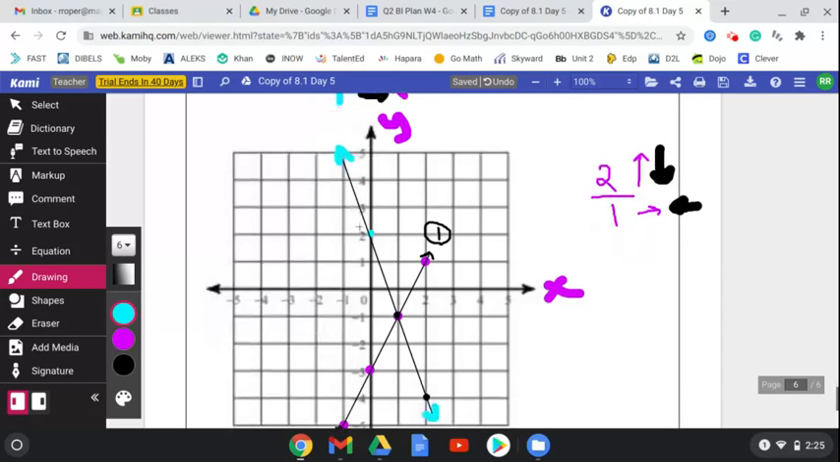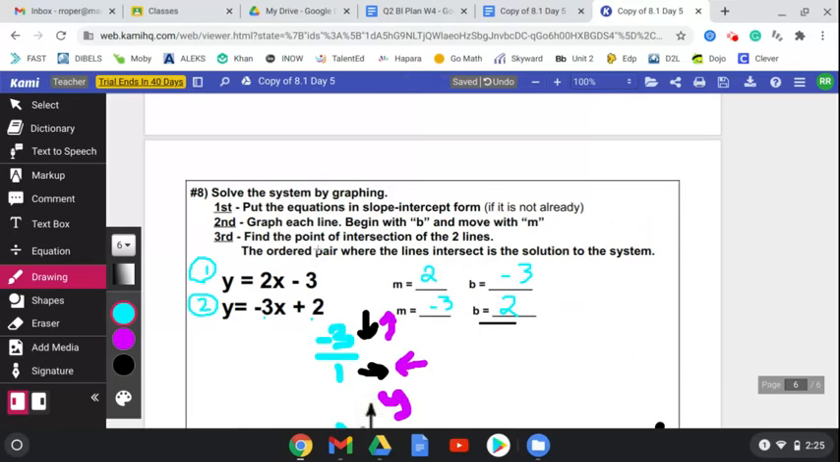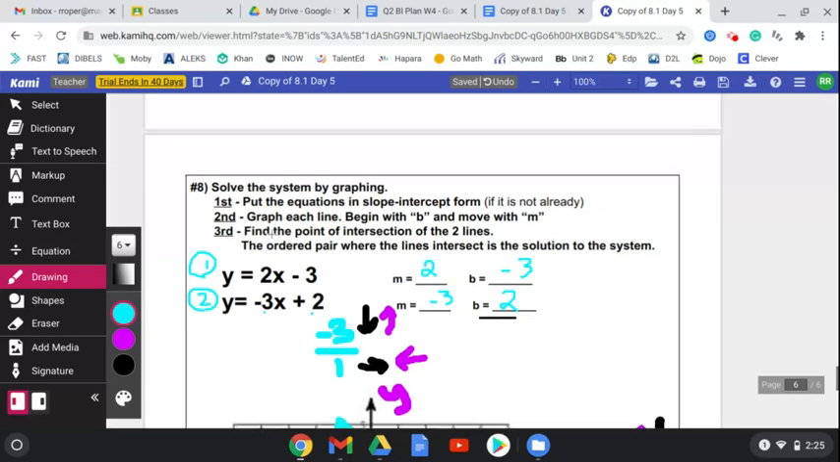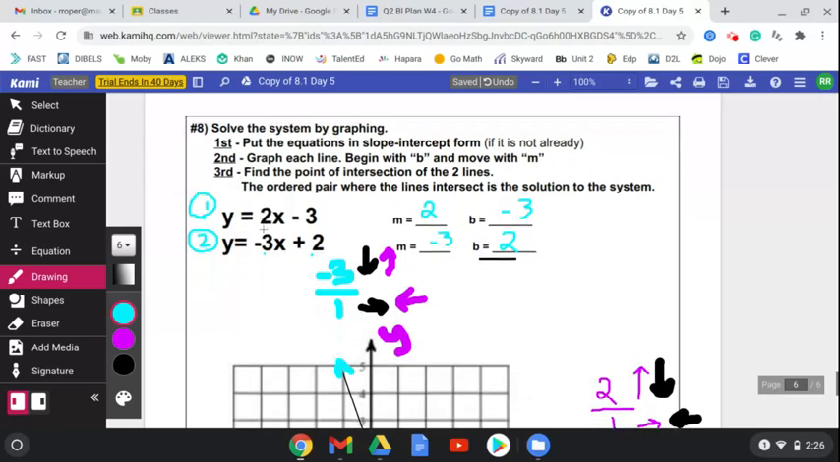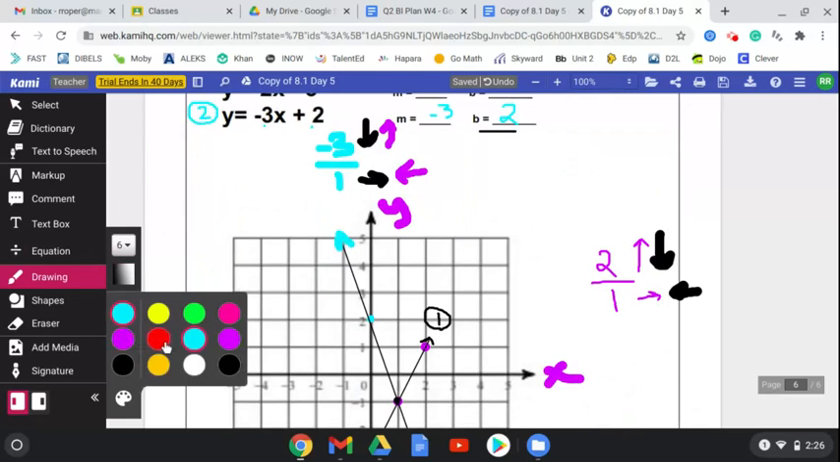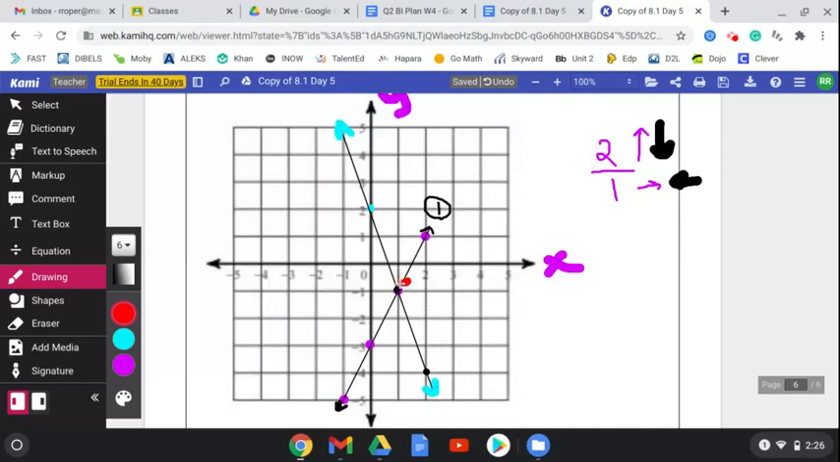Okay, so I did step 1. The equations were already in slope-intercept form. I identified M and B. Step 2, I graphed each line by beginning with B and moving with M. Now, step 3, find the point of intersection of the two lines. The point of intersection, as you can see, is right here. Okay, so that point right there is the solution to the system.